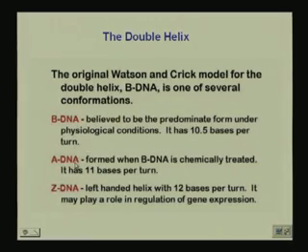When we have the A-DNA, this is formed when B-DNA is chemically treated. It basically does not have those water molecules in the water spine. That is what A-DNA is, and it has 11 bases per turn. The Z-DNA, as it is called, is a left-handed helix with 12 bases per turn, and it usually plays a role in gene expression. So, these are the 3 forms of DNA, and the most common by far is the B-DNA.